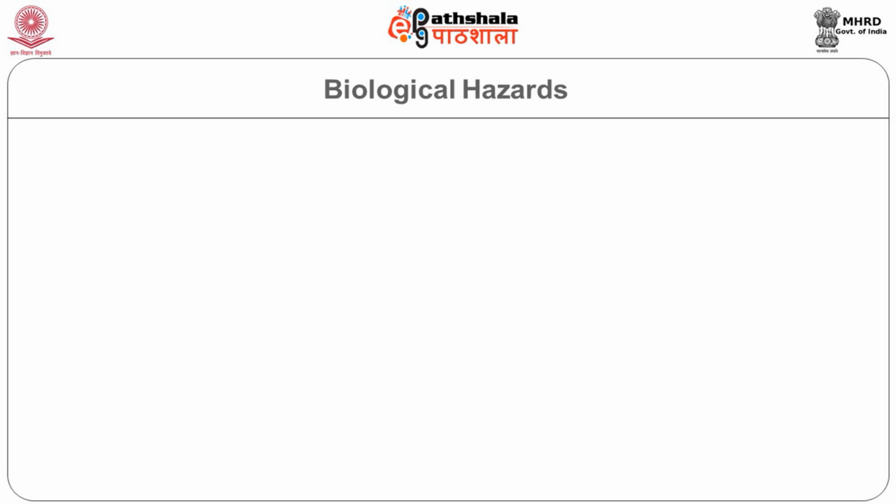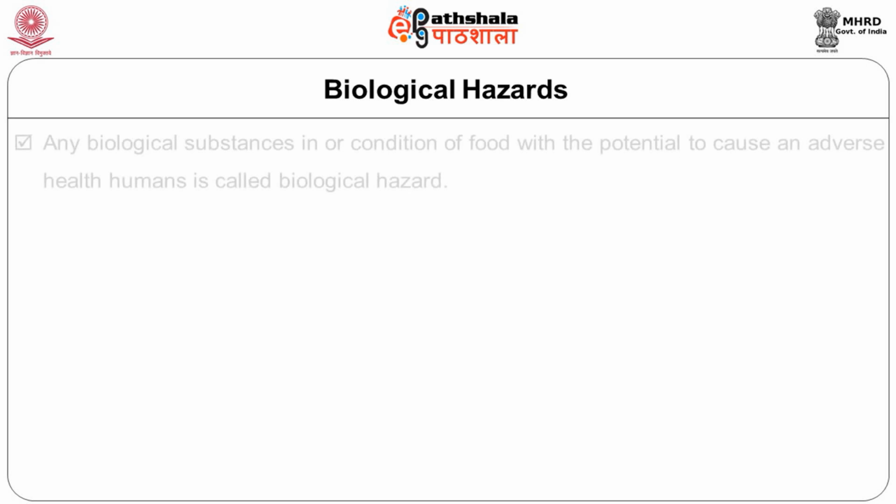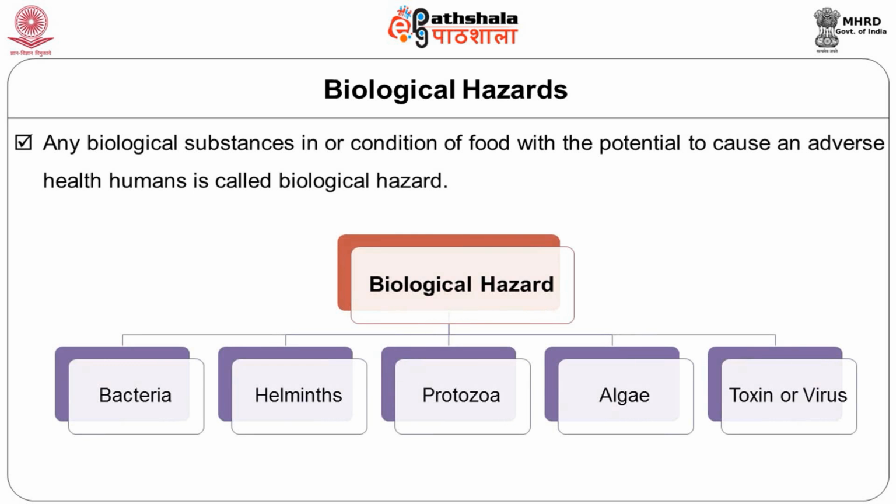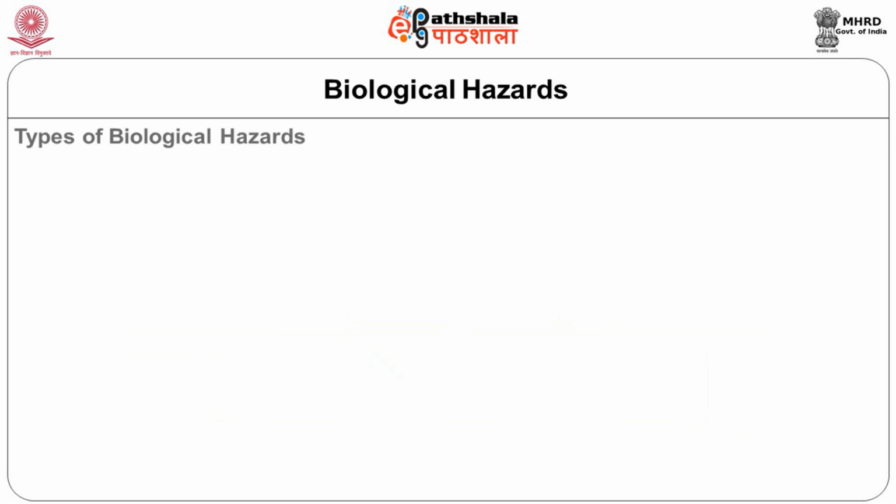So, before we go into the actual topic, we try to understand what is a biological hazard. Any biological substance in or condition of food with the potential to cause an adverse health effect in humans is called a biological hazard. So, what are the types of biological hazards? The most common biological hazards are categorized into bacteria, virus, fungi, protozoa, helminthes, algae. Now, we try to see each one of them.